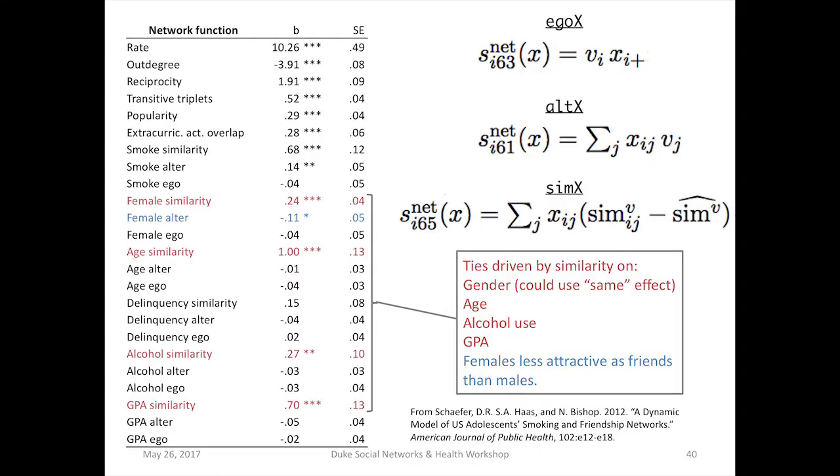So for covariates, we want to include typically a number of different effects. We want to include this ego effect here, which controls for outdegree or sociality. The alter effect controls for the effect of the covariate on incoming ties, or popularity, and then some version of homophily. In this case, it's similarity.